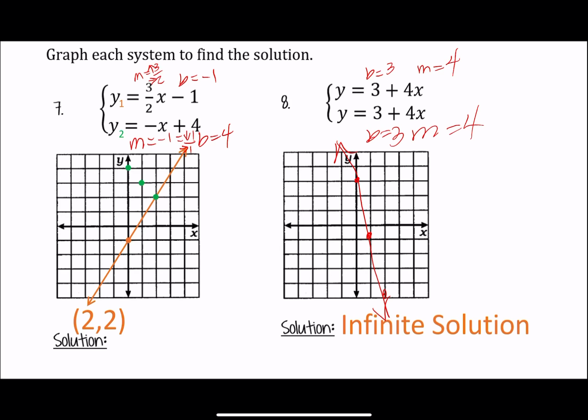You are you, no matter how many times I ask you. You are always going to be you. An infinite solution is going to be when it's the same exact line. It's got the same slope and the same y-intercept.